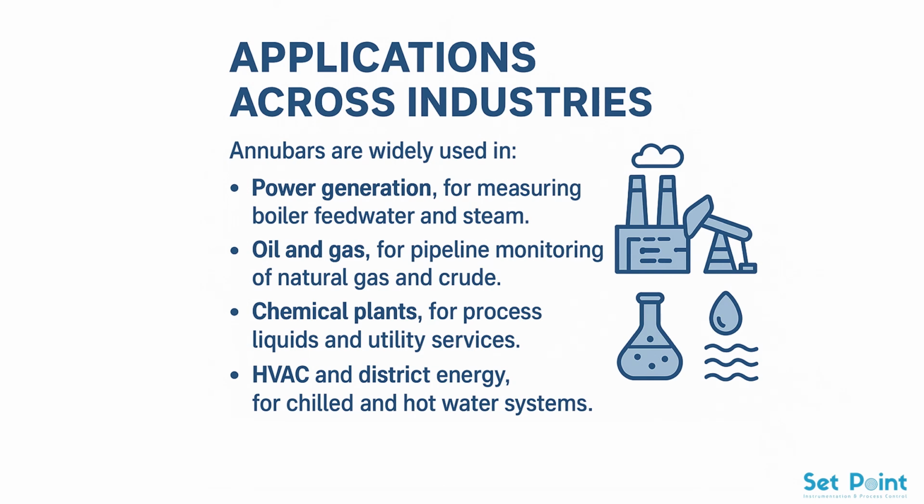Conclusion. In summary, the Annubar is not just a flowmeter, it is a robust engineering solution. Proper selection requires considering the fluid properties, pipe size, Reynolds number, pressure, temperature, and installation conditions. When chosen correctly, the Annubar provides accurate, economical, and reliable flow measurement across critical industrial processes.